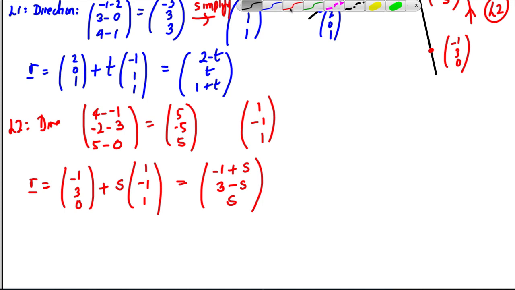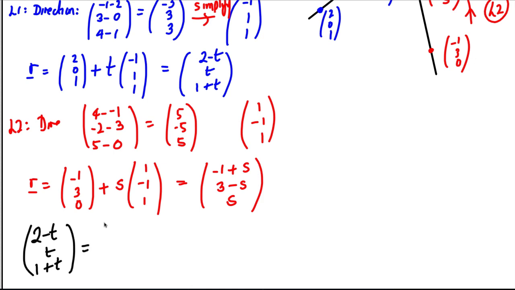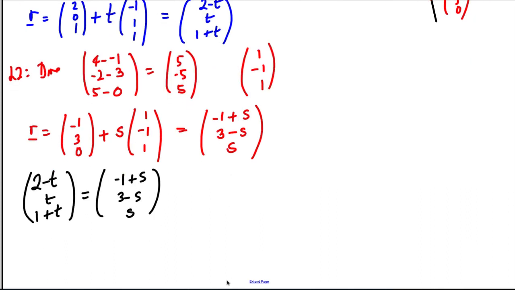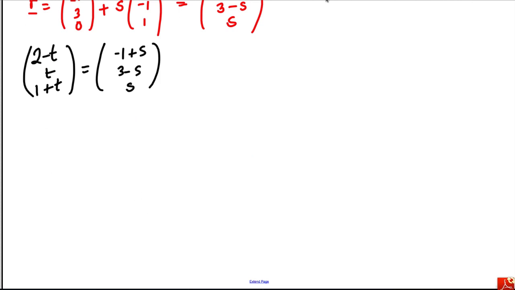So I could therefore solve 2 subtract t, t and 1 plus t. That vector equation must be equal to this vector equation. And so the x components must be the same, the y components must be the same, etc. So from this I can deduce that 2 subtract t must be negative 1 plus s. I could deduce that t must be 3 subtract s, and I could deduce that 1 plus t is equal to s.